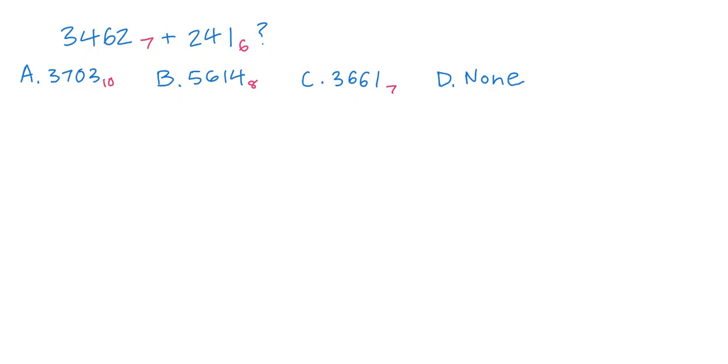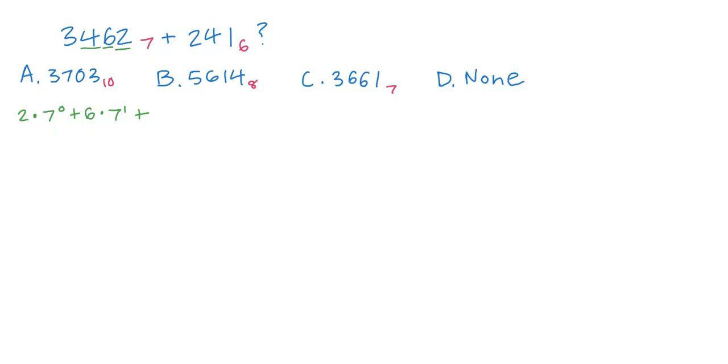In this problem, we have 3,462 base 7 plus 241 base 6. We can start by converting both numbers to base 10 and then add them together, and then we'll see how we can tell which answer choice is equivalent. We'll start with the first number, with our ones digit, which is a 2, and multiply it by 7 to the power of 0. Then we take our next digit to the left, 6, times 7 to the power of 1, since we multiply by 7 each time we move to the left.